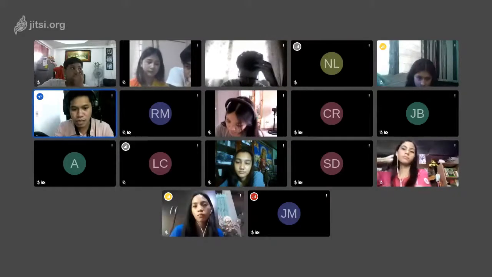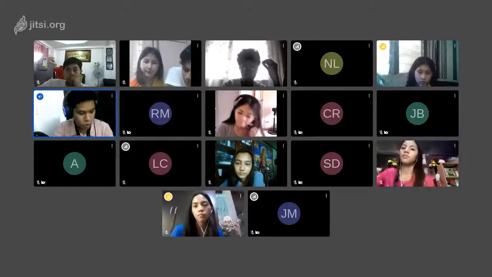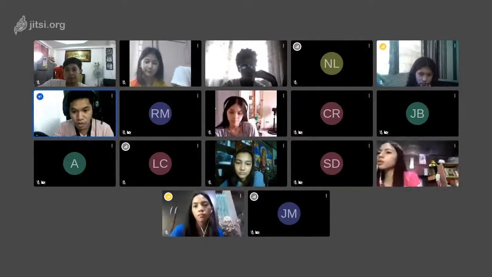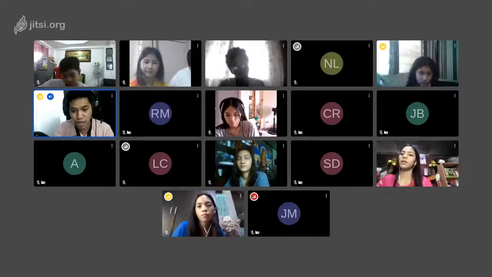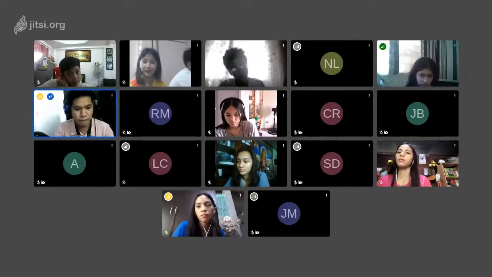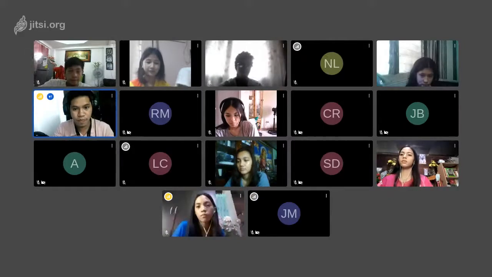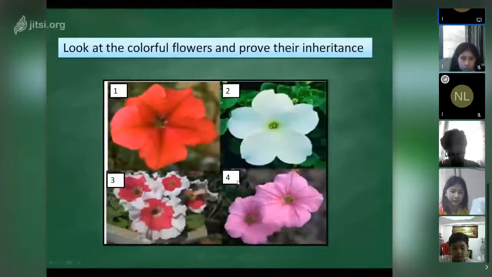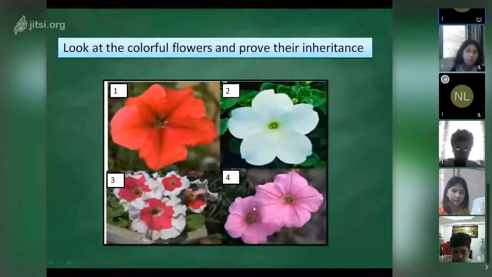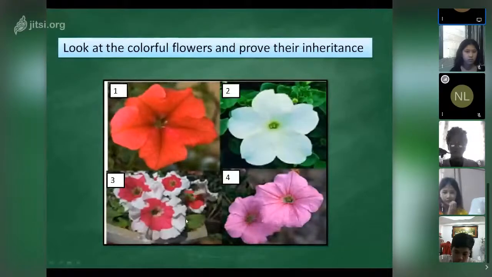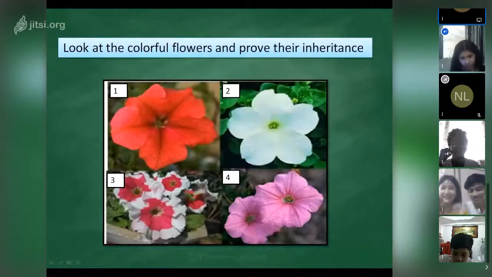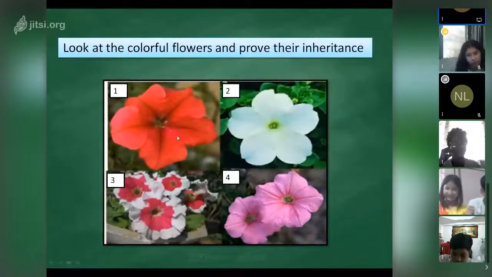For example, the parents, class. Who can answer? The parents are 1 and 2. Joshua, okay, very good, Joshua is correct. In this picture, class, the parents are 1 and 2. The 3 and 4 are the offspring. Who can answer? Chia. 3 and 4 are the offspring. Very good. Okay, these are the offspring, class.